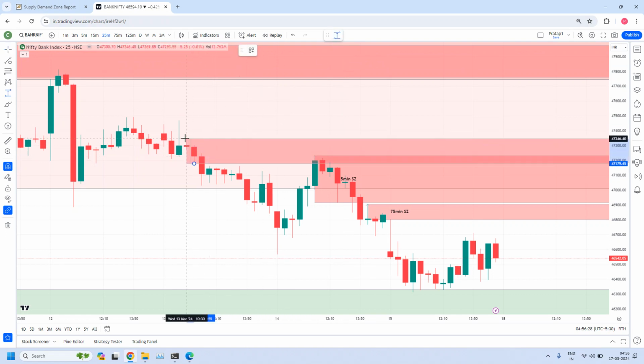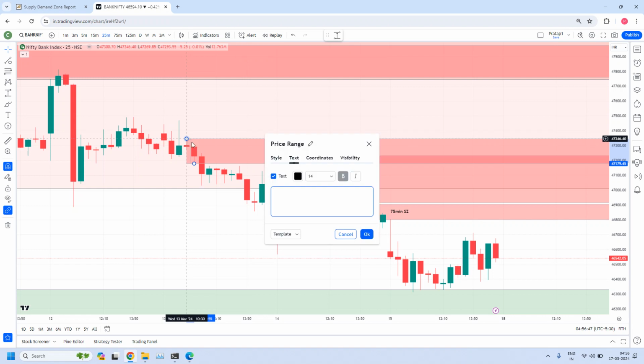So this is a high liquidity zone, but if you observe carefully, this 125 minute supply zone picked up the orders from this high liquidity zone. This is a normal supply zone, but this normal supply zone picked up the orders from the high liquidity supply zone and created its zone. That's why this is the most important thing. And this is a 25 minutes high liquidity supply zone.